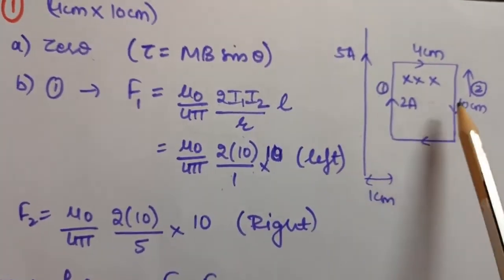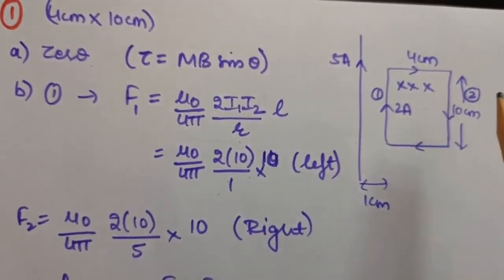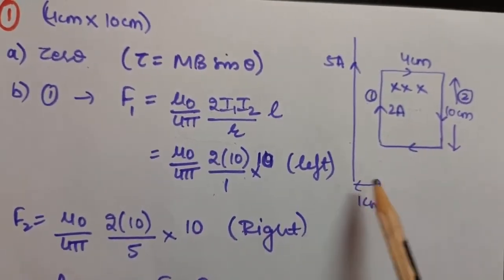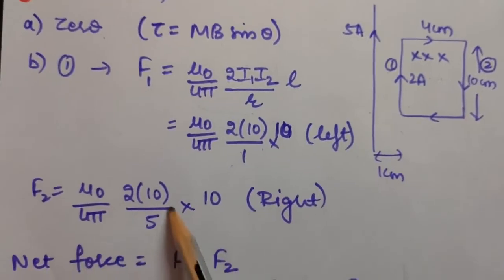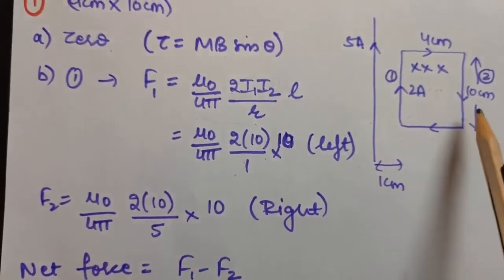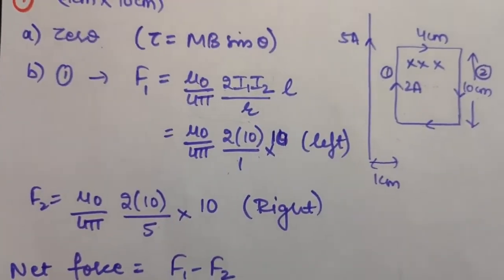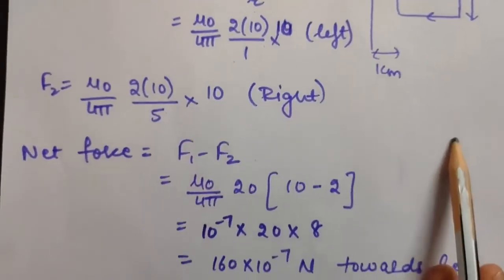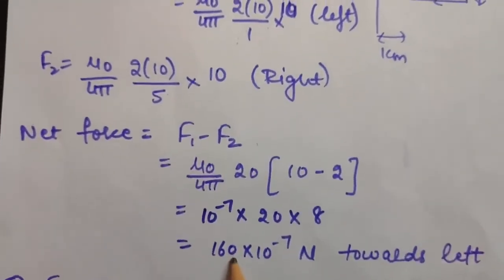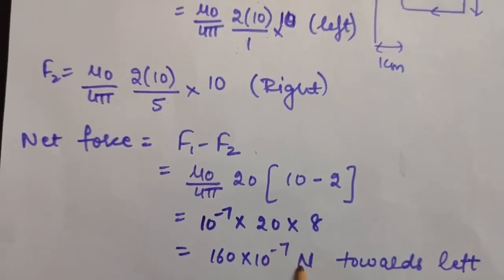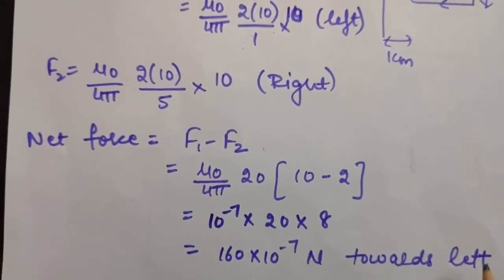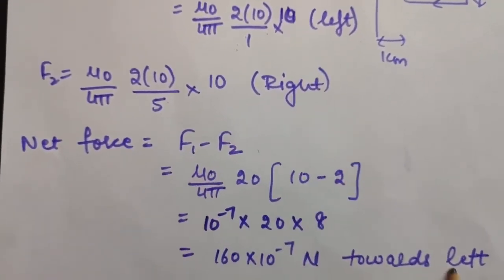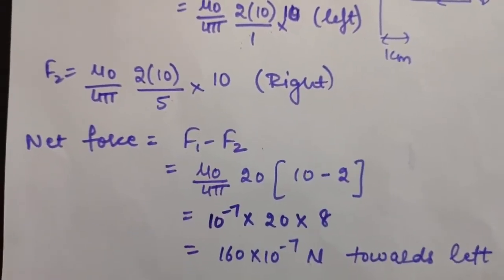Similarly you can calculate F2, that is acting on this. Everything is the same except R. For this one, R will become 1 plus 4, that is 5. So this force will be towards right. The net force will be F1 minus F2. Just subtract them and you will get the answer to be 160 into 10 to the power minus 7 Newton towards left, because obviously F1 is greater and F1 is towards left. So the overall force will also be towards left.